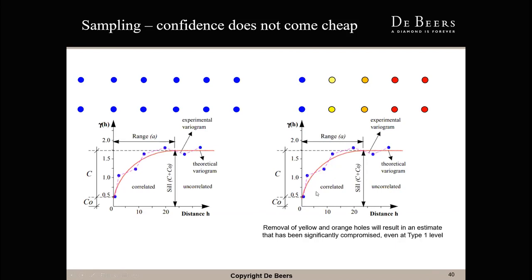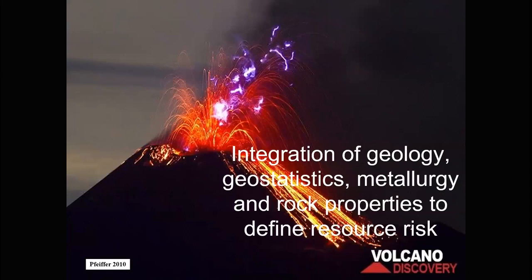And not only do you lose that correlated statistics between the holes, but you also then, of course, lose the information of the holes themselves that you've taken out. So there's a double whammy. It's the holes that you've removed, but you've also degraded your entire sampling campaign. So this is definitely worth keeping in mind for those going into economic geology.